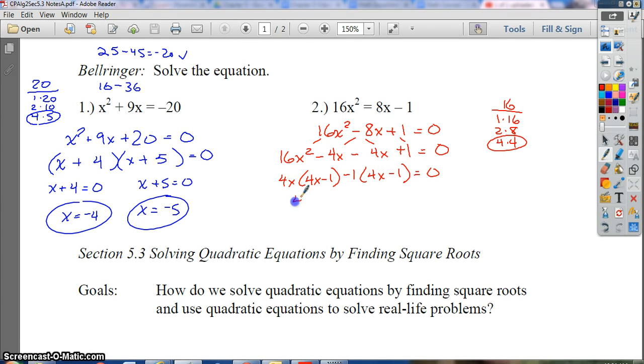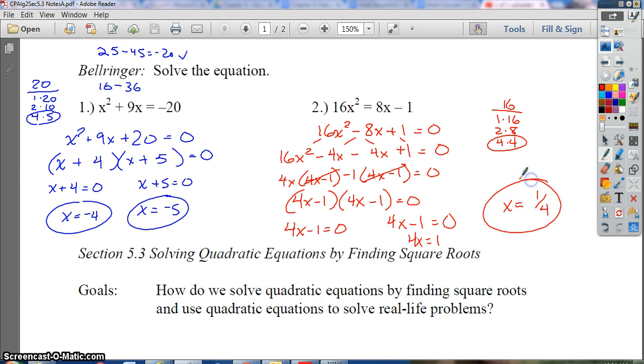Again, what matches up inside parentheses? That's good, because if that didn't match, I did something wrong. So I pull out these 4x's minus 1. Leaves you with another 4x minus 1. So you can just set one of these 4x minus 1 equal to 0, because if you do both, you should recognize it's going to be the same thing. 4x equals 1, x is equal to 1 divided by 4, 1/4.